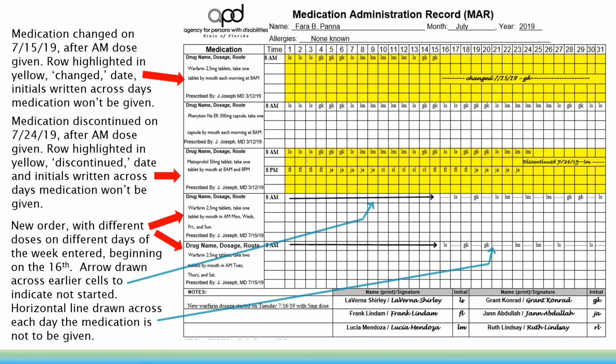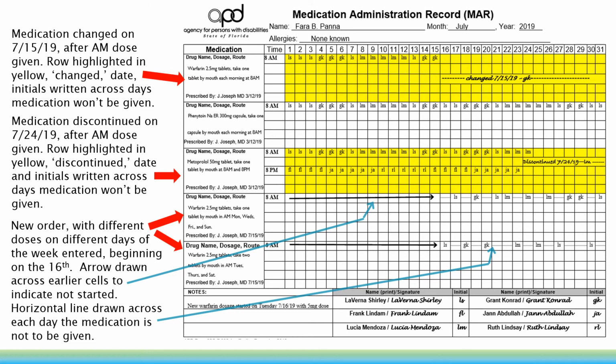As you can see, based on the previous slide, the medication on 7/15/19, the after AM dose was given. The rows highlighted in yellow: changed date, initials written across those days the medication won't be given. Medication discontinued on 7/24 after AM dose was given. Row highlighted in yellow, discontinued, date, and initials were written across the days medication won't be given.